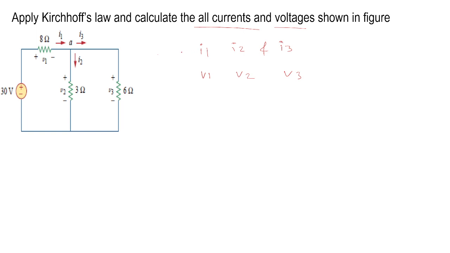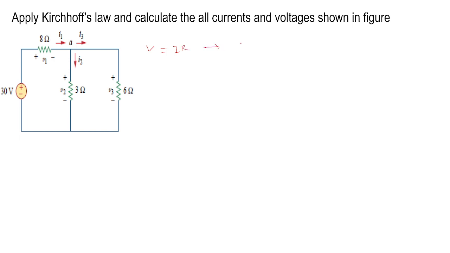So here you can see we need to find I1, I2, I3 and V1, V2, V3. I hope it is clear what needs to be found in this example. Okay. So now with the help of simple Ohm's law as well as KVL, we are going to find them. So first of all, we know that simple Ohm's law is V equal to I into R.